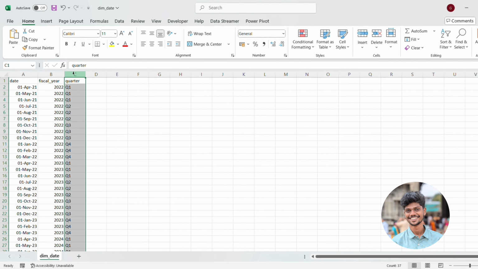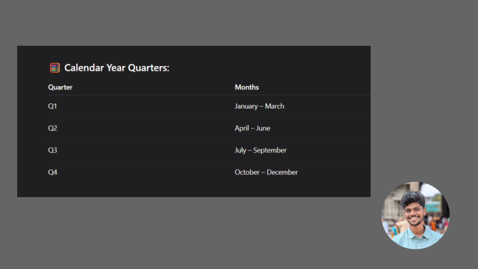Let's now understand quarters. Just like we group months into years, we also group months into quarters. Every 3 months is one quarter. Now here is where people often get confused. Calendar year quarters. Quarter 1 is January to March. Quarter 2 is April to June. Quarter 3 is July to September. And quarter 4 is October to December. This is for calendar year.